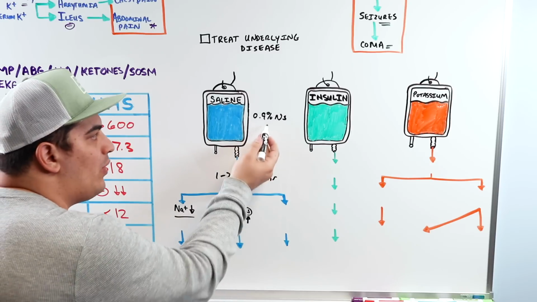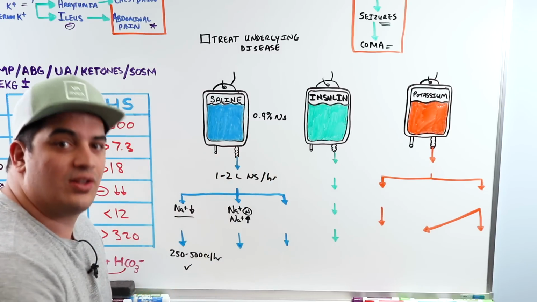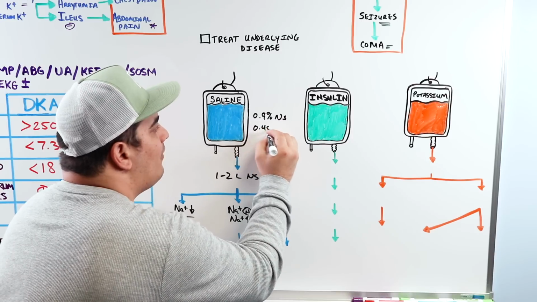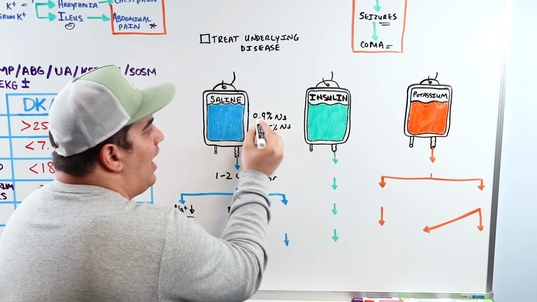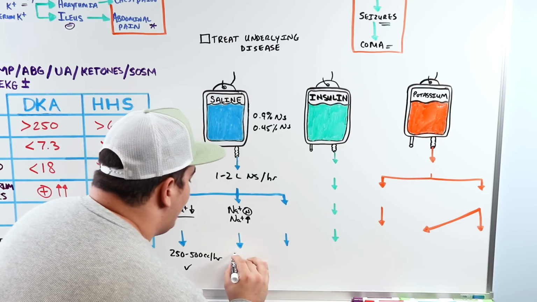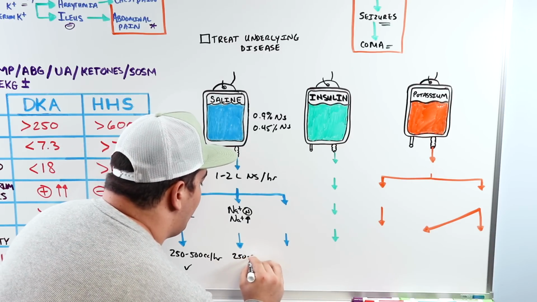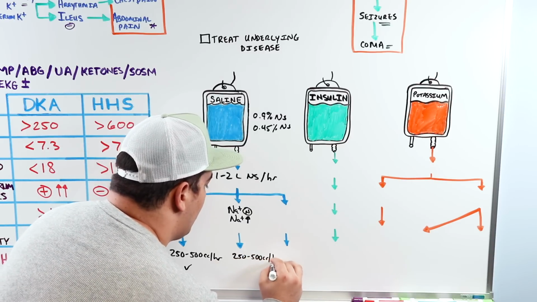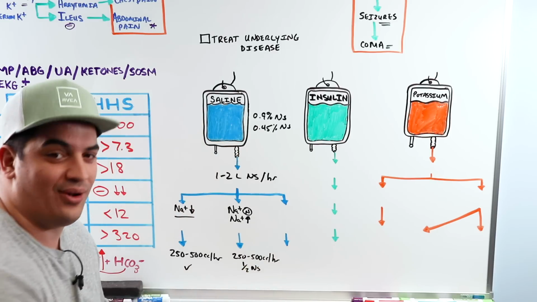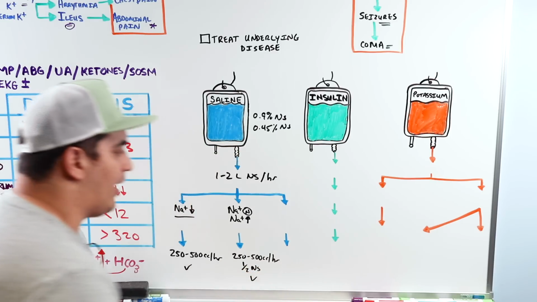If that's the case, then I don't want to give them this high concentration saline. So let's give a lower dosage of the saline, a type of saline called half normal saline. This is half of 0.9, which is 0.45% normal saline. I'm going to give them 250 to 500 cc's per hour of that half normal saline dosage. And then after that, we'll recheck.